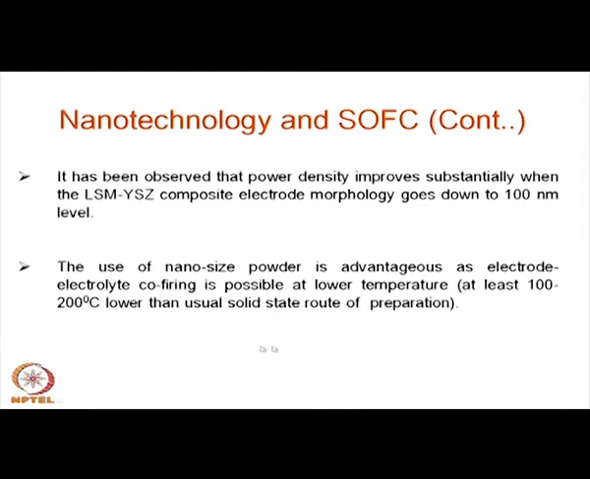If you remember, there is a co-firing technique for the anode supported fuel cells. Both the anode as well as the electrolyte are co-fired at the same temperature, where we expect that the anode should be porous and the electrolyte should be a completely dense material. So, co-firing has a very important role in fabrication of SOFCs. If you can reduce the co-firing temperature by 100 to 200 degrees, that certainly improves the total process and facilitates our fabrication technology.